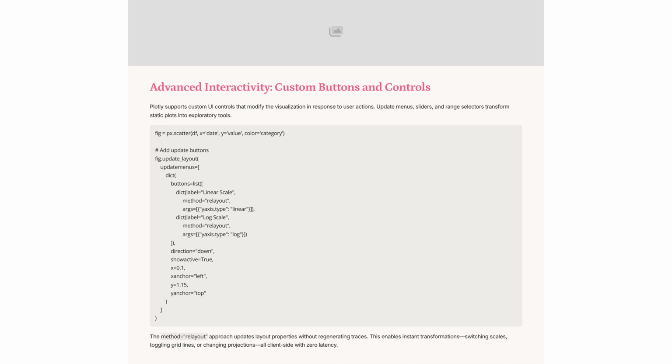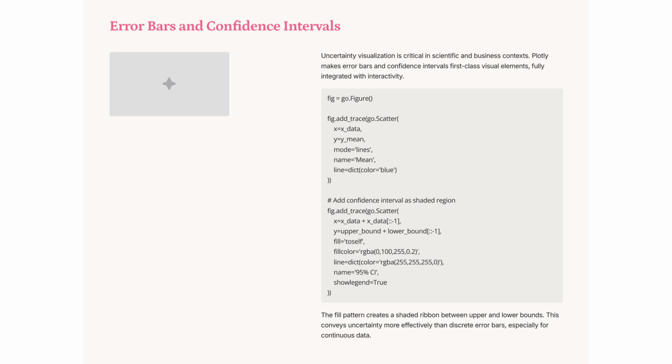Plotly's custom user interface controls enhance interactivity by allowing users to modify visualizations dynamically. Update menus, sliders, and range selectors transform static plots into exploratory tools. Using method relayout, you can switch scales, toggle grid lines, or change projections instantly, enabling seamless client-side transformations without regenerating traces.